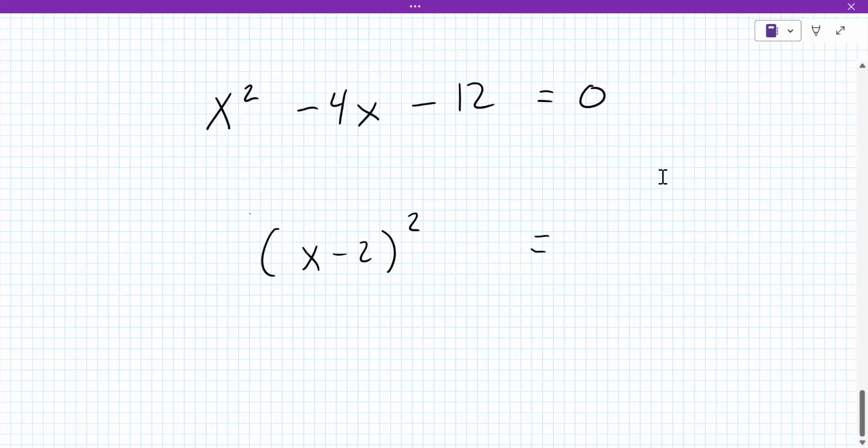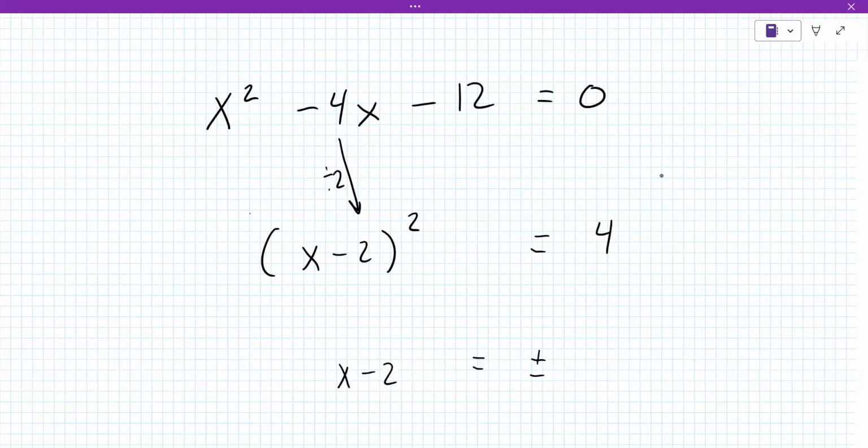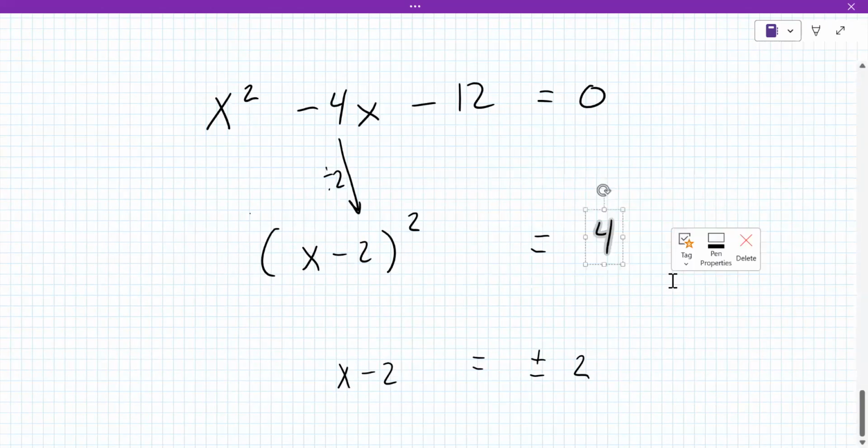And then that equals +4. Yes. Okay, so this is good. So you take a square root of both sides. It's x minus 2 equals plus or minus 2. But that isn't right either. Okay, what's going on here? No, it's not 4. I'm sorry.